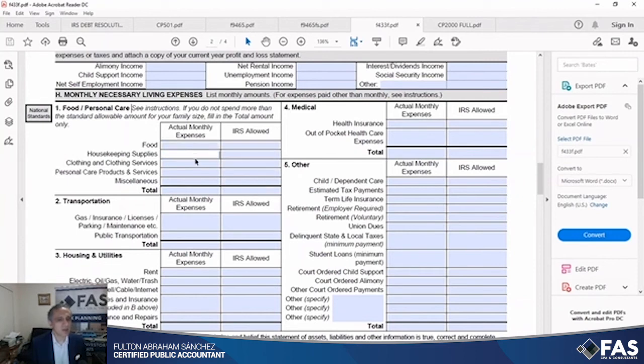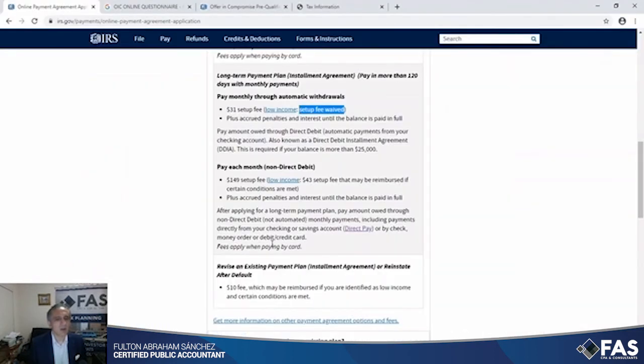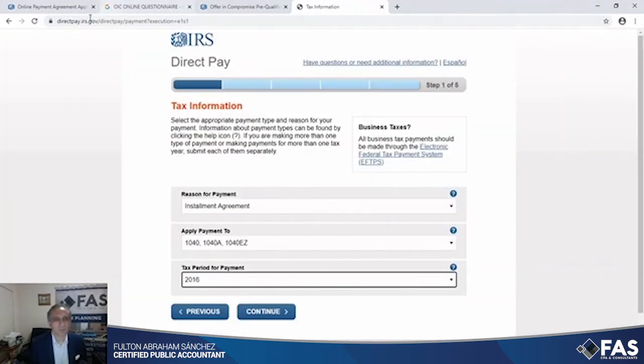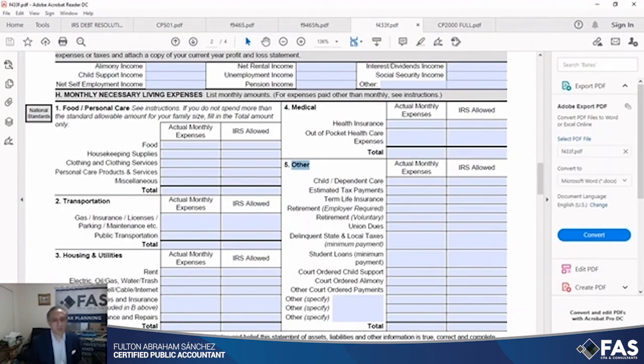Then I have to put my numbers. But the IRS is going to allow only their numbers for each one of these lines. This is for my personal care. This is for transportation, housing and utilities, medical, and any other expense. All this needs to be filled in with the IRS information.